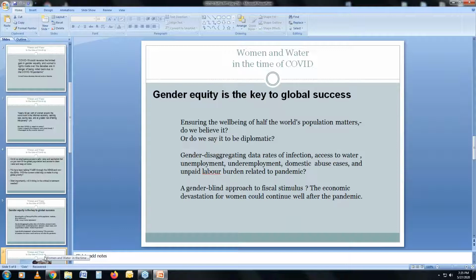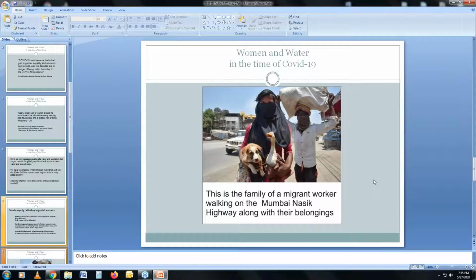I'd like to share this photo. This is a woman of a migrant worker from Delhi, walking with everything that she owns and treasures. She's having a long walk. They will have to walk probably 700 kilometers. Where is the water to support her? Where is the sanitation? And once she goes to her home village, do we have water and sanitation?